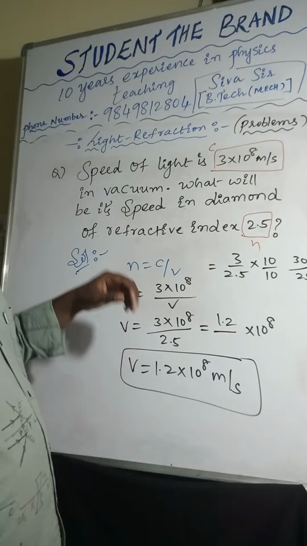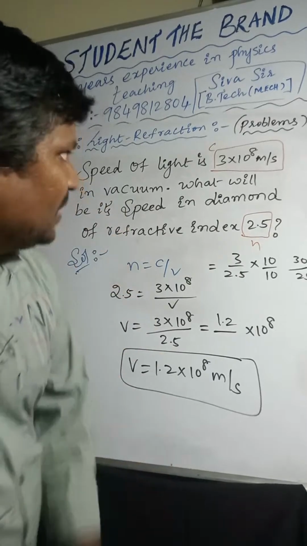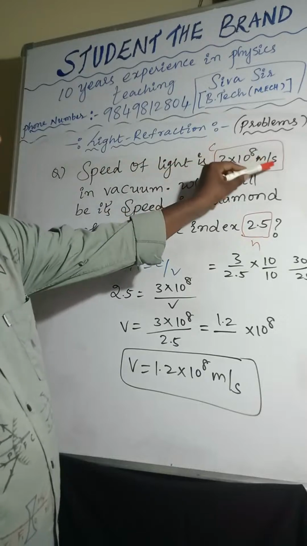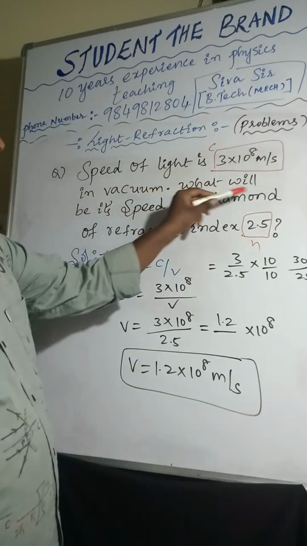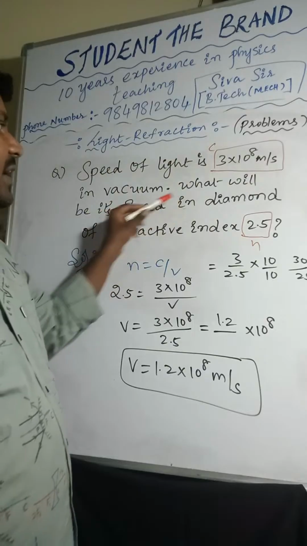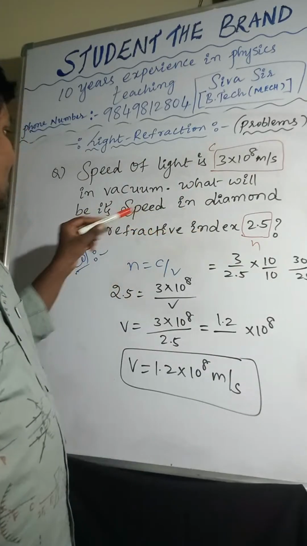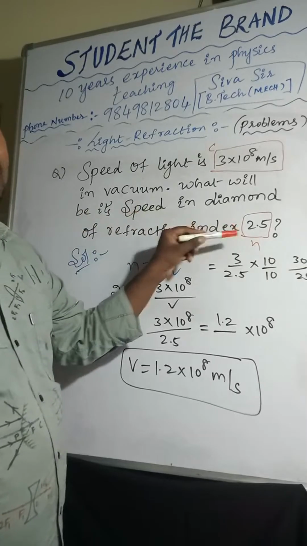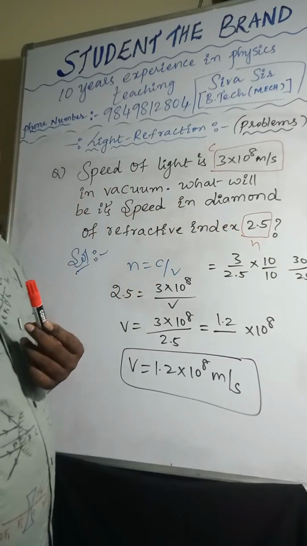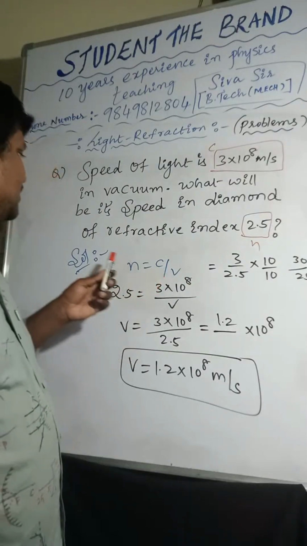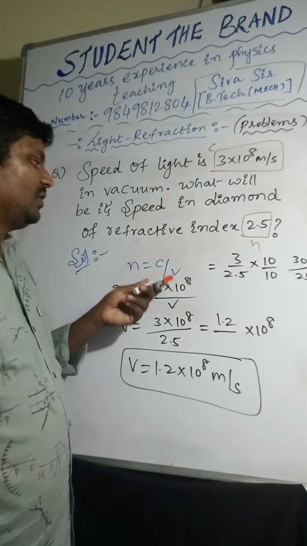Once again, here you can see speed of light in vacuum is 3 into 10 power 8 meter per second. So what will be its speed in diamond? The refractive index is 2.5, given. So normally we can use this formula, n equal to c by v.